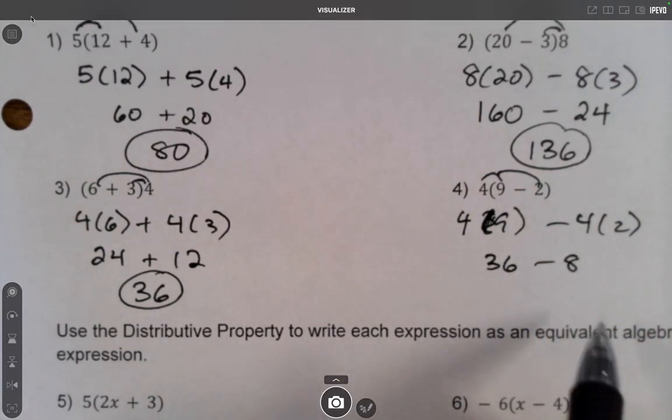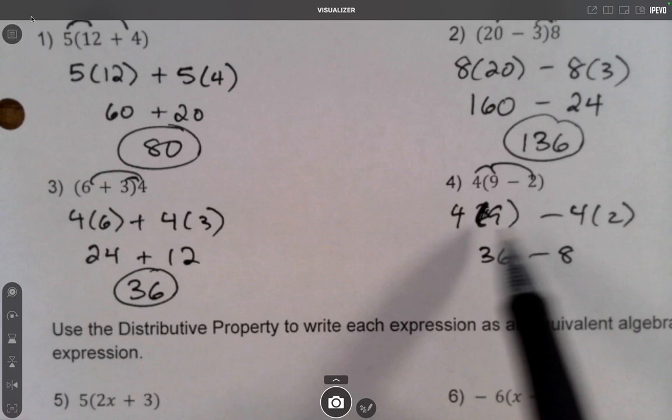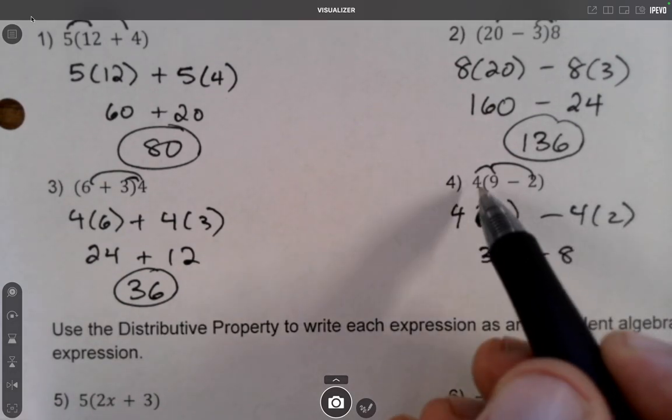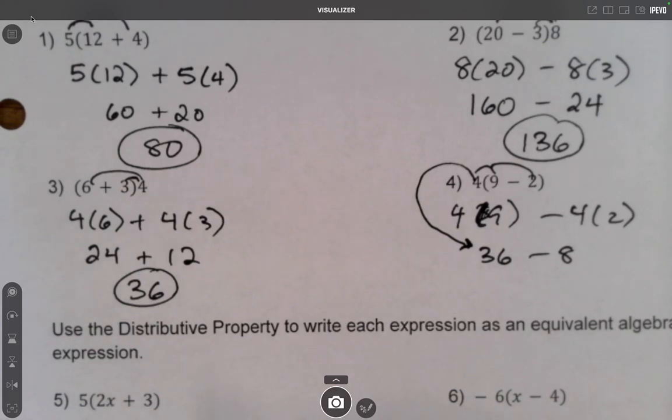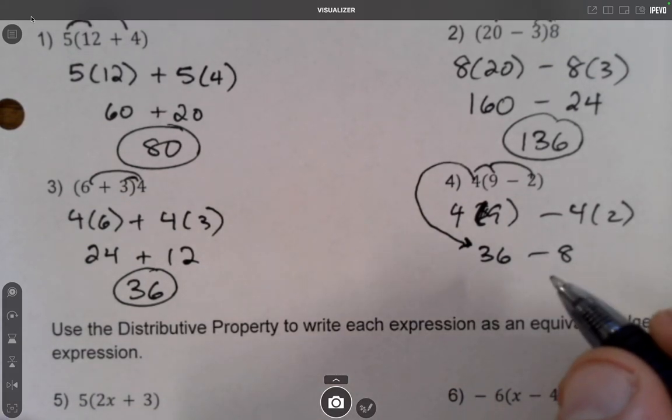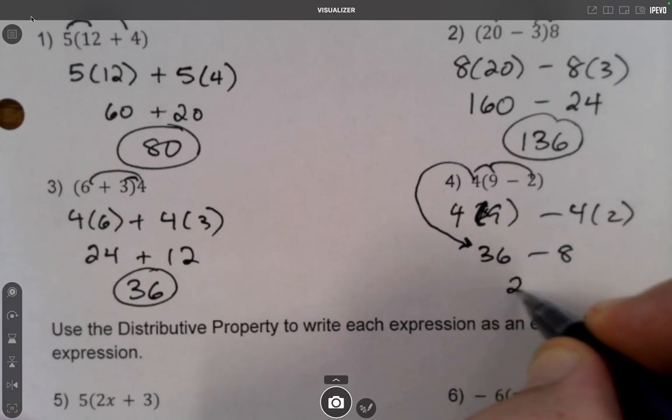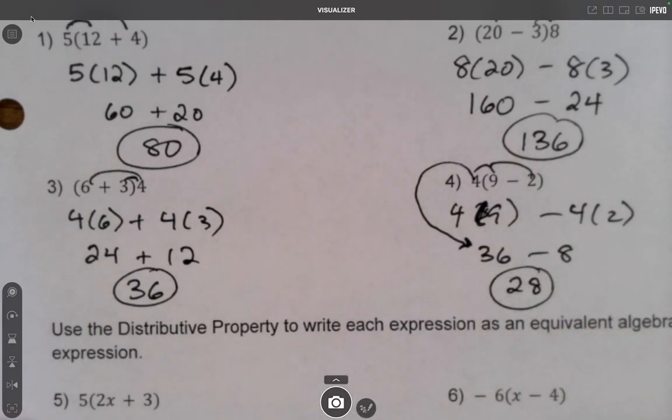So what I was saying is you're not required to write this line. If you want to jump straight from the problem to this line right here, that's completely fine. I know you can do multiplying in your head, no problem. 36 minus 8 is 28.